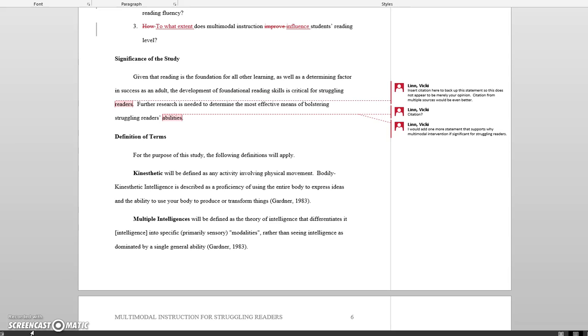Okay, we're going to move on to the next subsection of your introduction, significance of the study. Again, the heading is pretty clear. You're wanting to tell the reader, this is why this is important. And so you want to present it in terms of why it is important, for instance, in terms of reading. Why is reading important to student learning?